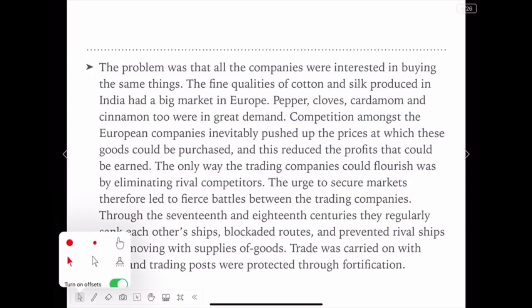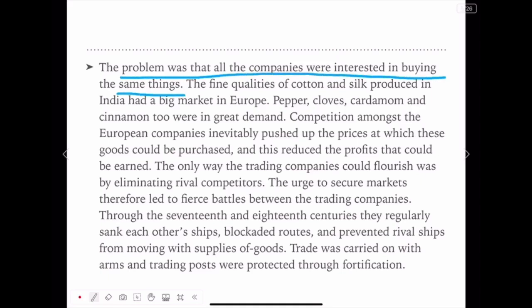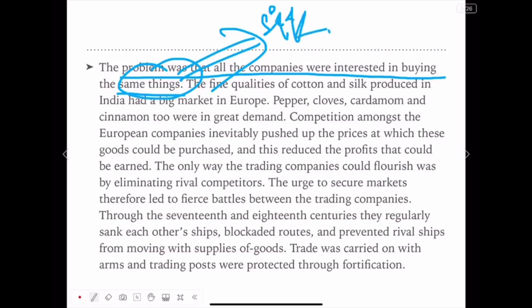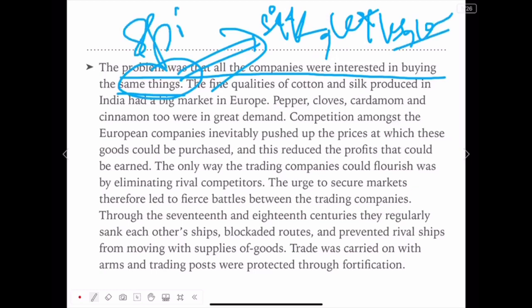Now, what was the problem? The problem was that all the companies were interested in buying the same thing. Very, very important. What do I mean by the same things over here? It means silk, textiles, cardamom, spices, and many things. India was famous for spices, textiles, and all these things.